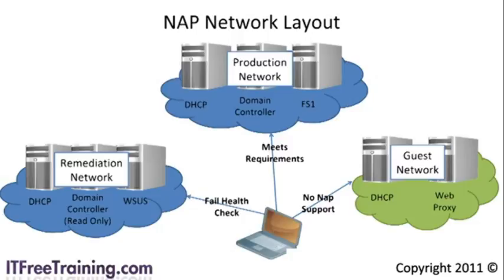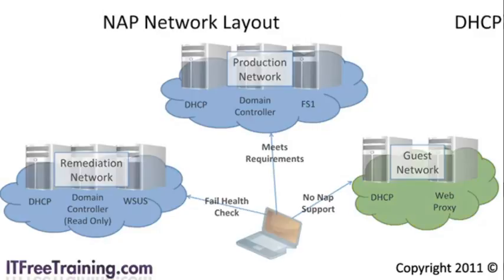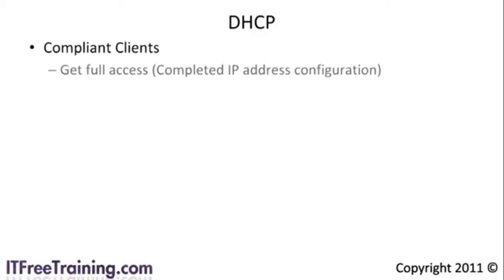As you can see, there are many different ways you can configure NAP. It all depends on how many servers and networks you want to set up. To start using NAP, you need to decide on what type of enforcement you want to use. I will start by looking at configuring NAP for DHCP, as configuring NAP for DHCP is very simple to set up and a good way to get your feet wet. When a client connects to the network, if they are compliant, they will get full IP configuration and access.